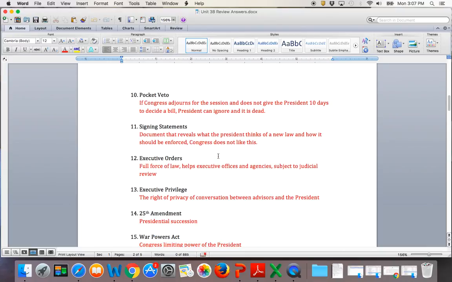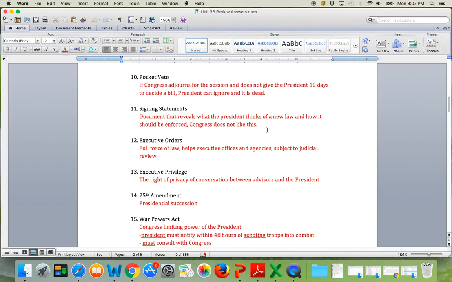A pocket veto. Again, we just talked about this. If Congress adjourns and the President does not sign it within 10 days, the President can ignore it and it dies right there. It becomes a veto. A signing statement is a document that the President will use to reveal what he or she thinks about a new law and how it should be enforced by the executive department. Congress does not like this because it almost acts as a line item veto. The Supreme Court has said this is okay to do.